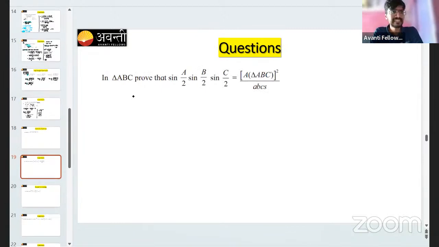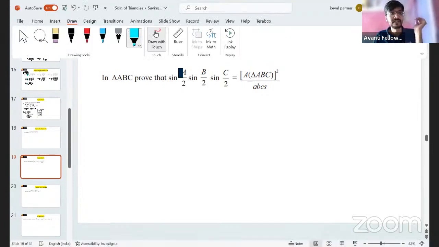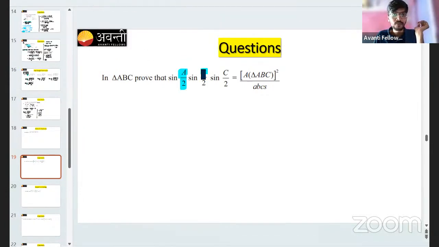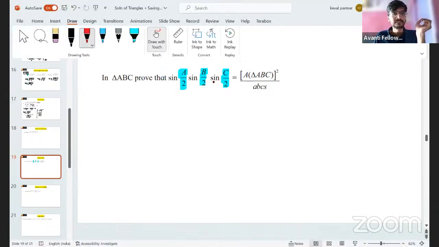This one. In triangle ABC, I've been given sine A by 2, sine B by 2, sine C by 2. We have to prove this, right? So I can start from any of the sides. We do the same thing which we did in the sine cosine rule. What we do, we see the LHS. The LHS has all angles and all angles are half. Like I have A by 2, I have B by 2, I have C by 2. In the RHS, there are no angles.